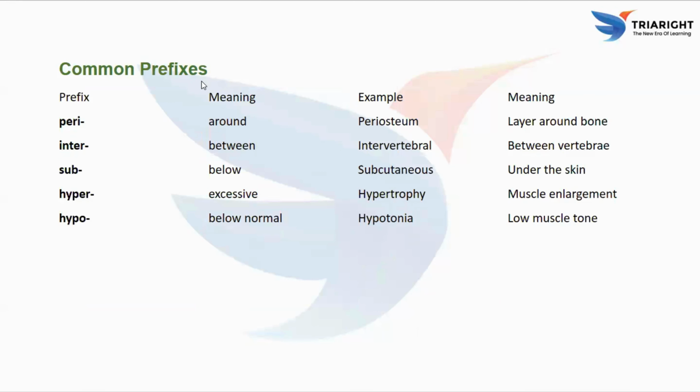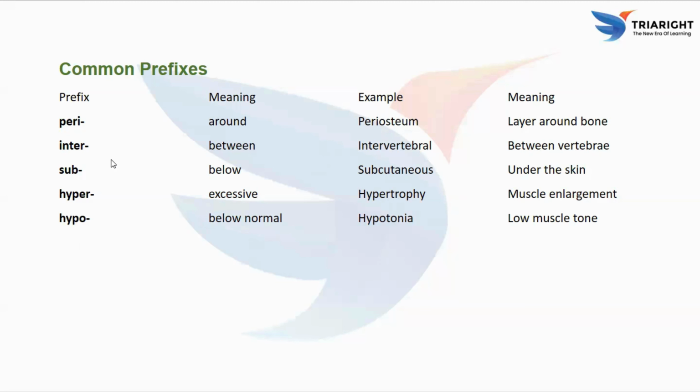And then common prefixes. So what are the prefixes? These are short word parts added to the beginning of a medical term. They help to describe location, amount, or condition. So below are the prefixes. Peri means around. So example, periosteum. What is the meaning of the word periosteum? It's a layer around the bone. So you have to think of peri as a circle around something.